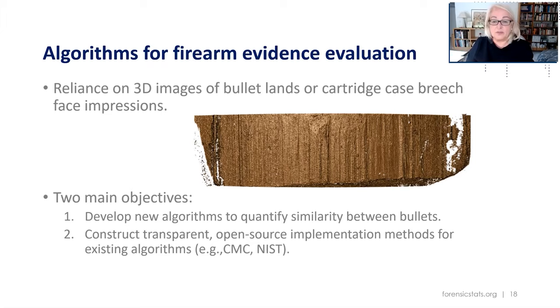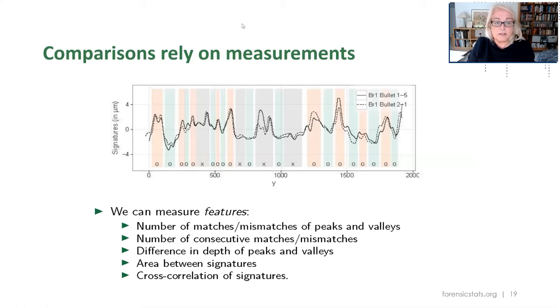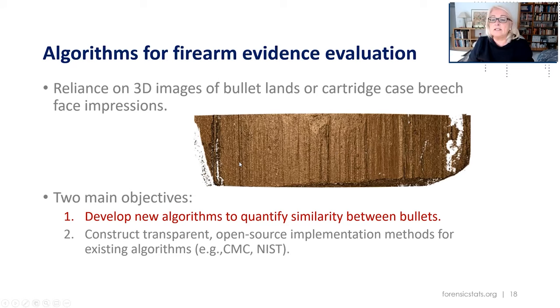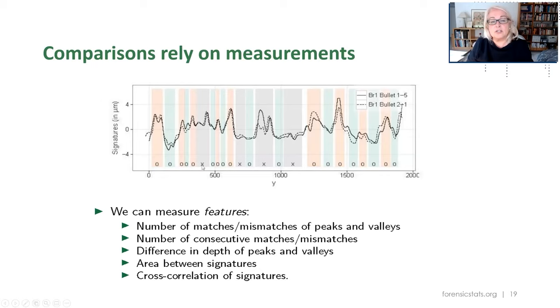So the comparisons between, let's see, where am I? So this is a land impression from a 3D comparison, from a 3D confocal microscope. And the idea here is to extract information about the depth of the striations at a specific cross-sectional location in that land. And this is what we call a signature. And if we have signatures from two different lands and we align them as best as possible, then we can actually measure things. Again, this is this idea of metrology.